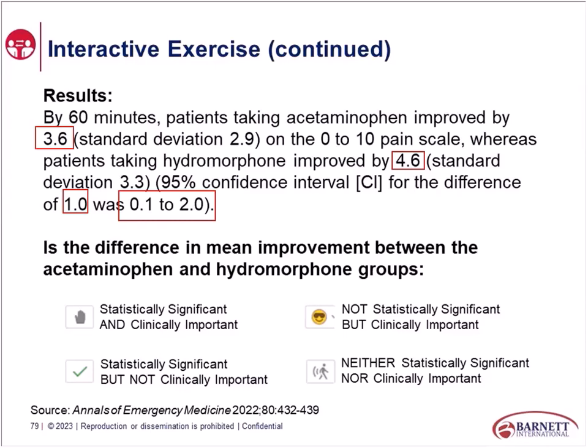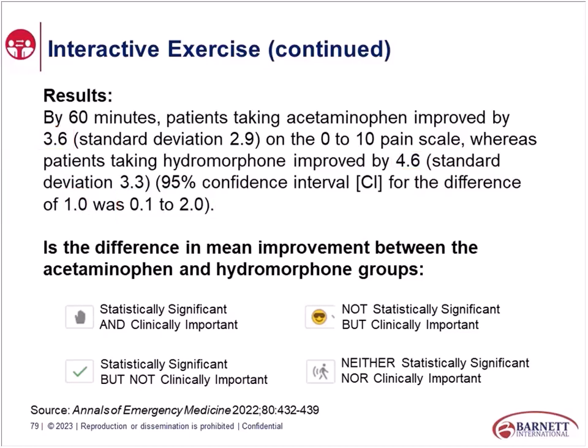I'll give you a bit here. Think about this. Any guesses? Statistically significant and clinically important.